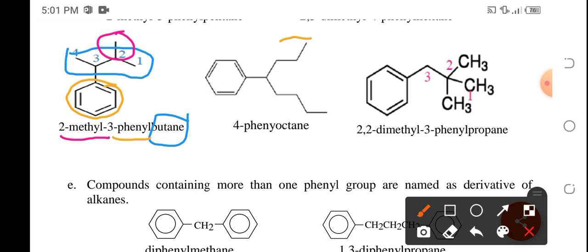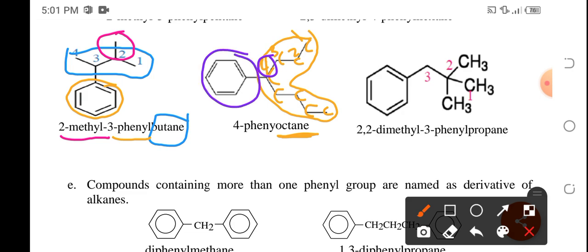For the next example, the aliphatic is the parent chain, and it has 8 carbon atoms. So this is carbon 1, 2, 3, 4, 5, 6, 7, 8. But we number it from 1, 2, 3, 4. So that's octane. And on the fourth carbon atom of that octane is a phenyl. So therefore, it should be 4-phenyloctane. There should be an L there. Phenyl octane.